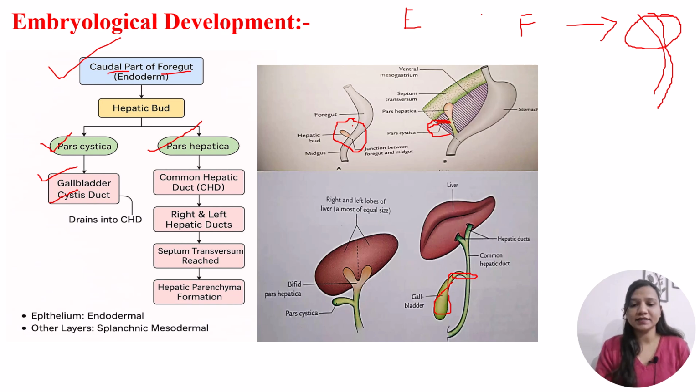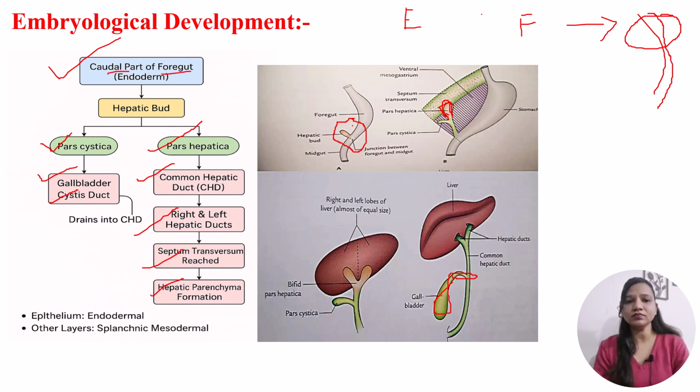And from pars hepatica, which is this part, what develops? Common hepatic duct, right and left hepatic ducts, septum transversum and hepatic parenchyma. All these structures are formed from pars hepatica, which is the larger division of the hepatic bud.